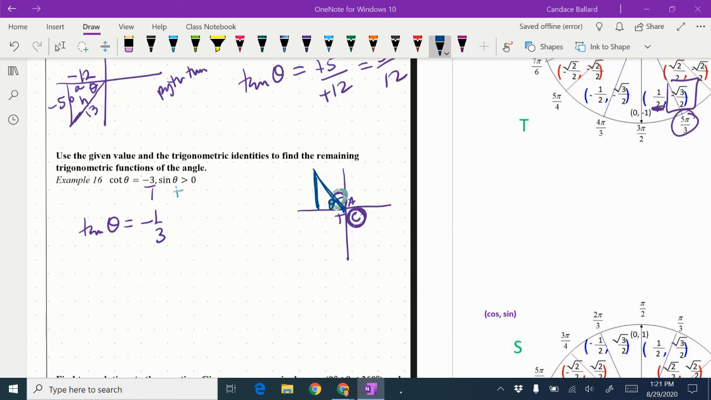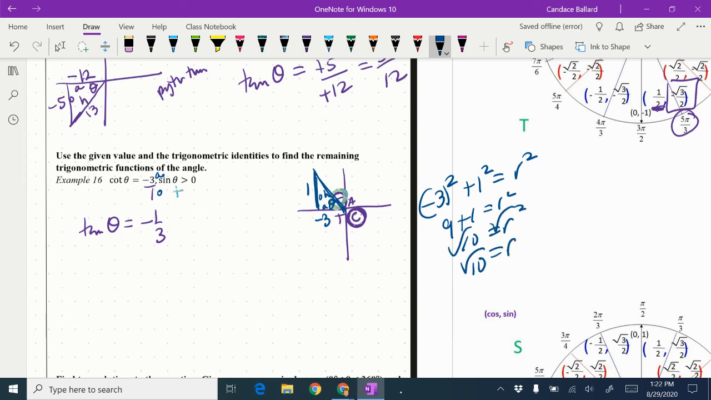I know that cotangent is the adjacent over the opposite. So this is opposite, adjacent, hypotenuse. So adjacent negative 3 over opposite 1. I need to figure out the remaining trig functions, so I am going to have to calculate the hypotenuse using the Pythagorean theorem. So negative 3 squared plus 1 squared equals r squared. So 9 plus 1 equals r squared. R squared equals 10. The square root of it is just the square root of 10, and we know hypotenuse is always positive.